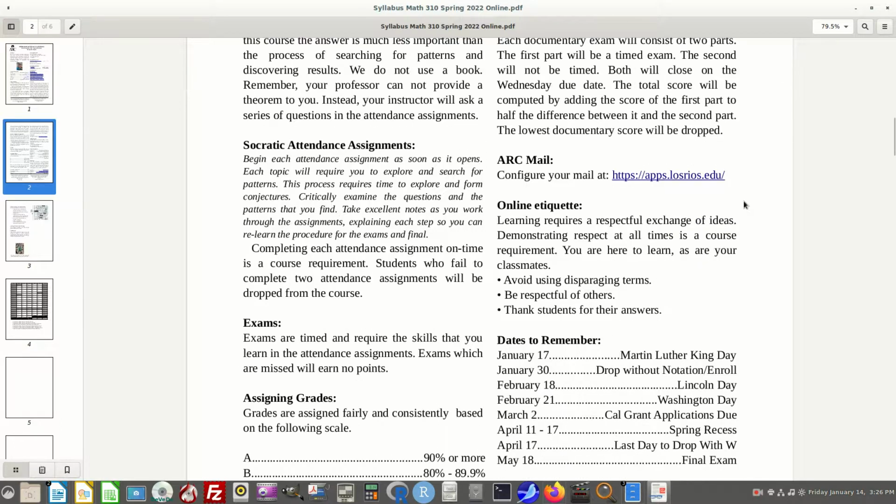Make sure to configure your email. It's always nice to be able to get in touch with me if you can't get into Canvas or MyOpenMath.